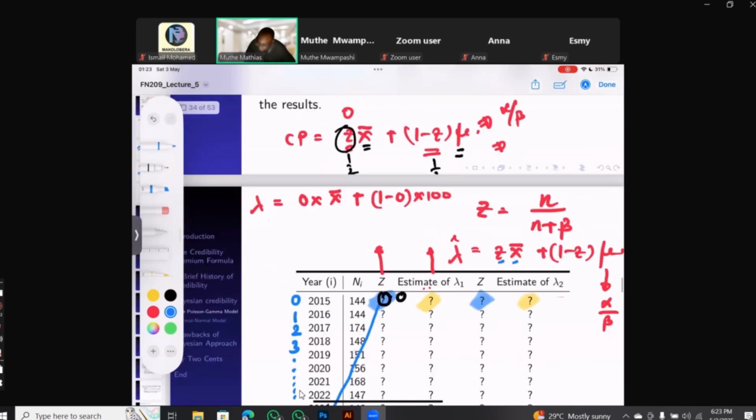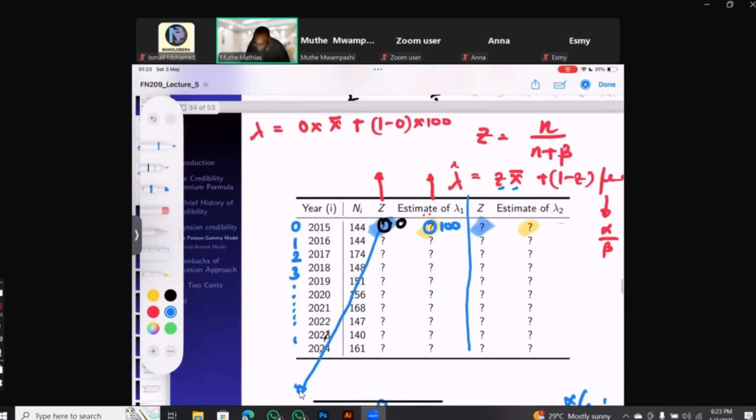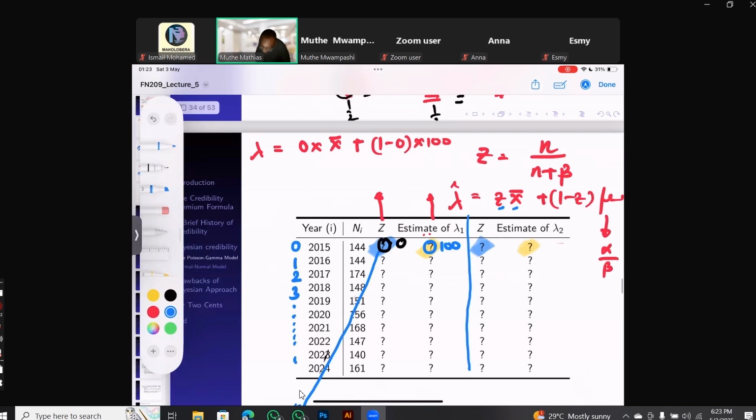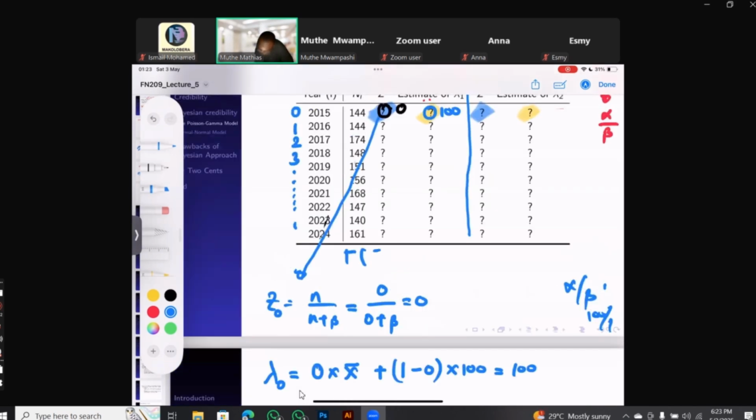Now ukienda hapa ni the same thing kwa sababu hii hapa ni estimate nyingine. Remember tuna two cases. Maybe pia ni clarify hapa. Kuna assumption ya kwanza ambayo tuna make hapa ni alpha is equal to 100 na beta is equal to 1. Na kesi ya pili ni alpha is equal to 500 na beta is equal to 5. Si ndio? Kwa hiyo hii ni table. Hii ina capture ile gamma ya kwanza ambayo ni 100 kwa 1, na hii ina capture ile gamma ya pili ambayo ni 500 kwa 5. Kwa hiyo kuna assumption mbili hapa ambazo tunazifanyia estimate.